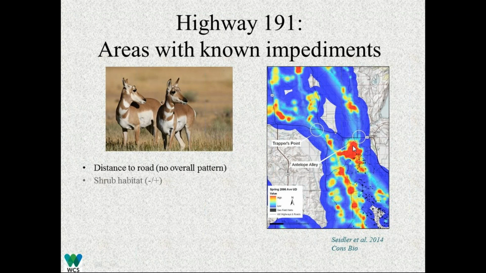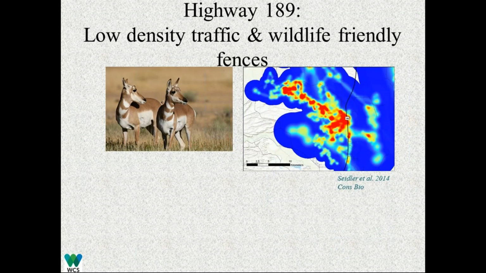And just to give the take-home message of the paper we published in 2014, along Highway 191, where we had a high level of traffic and non-wildlife friendly fencing, we found that the stopover points were actually being driven by the impediments and not just resources. In contrast, in other places like Highway 191 or 189, where we had lower density traffic and wildlife friendly fences, just summarizing quickly here, we saw that these stopover areas were being driven by resources and not the impediment.